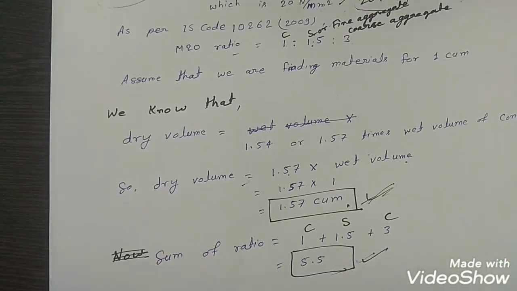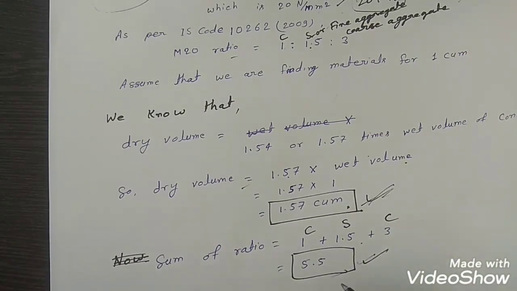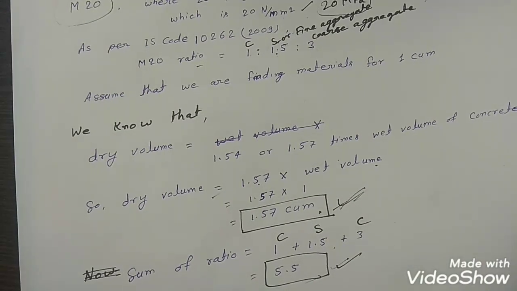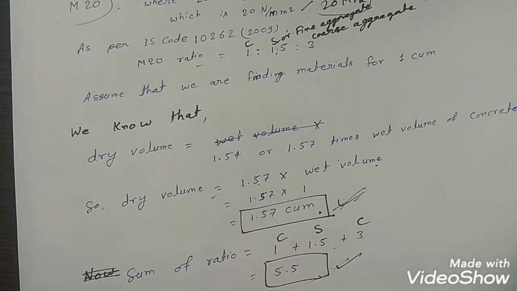Now we will find the sum of all the ratio. So 1 plus 1.5 plus 3 is equal to 5.5. Now we have all the things which are required for the calculation of material quantity.